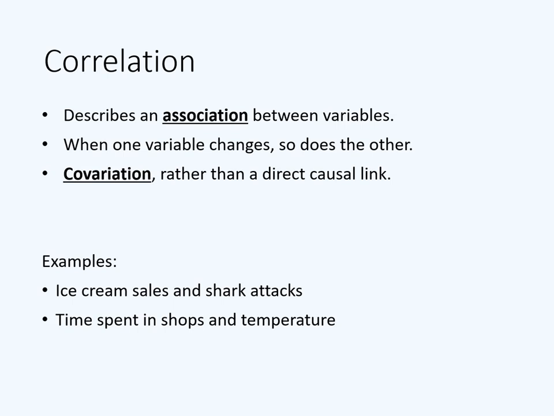A correlation describes an association between variables. What that means is when one variable changes, so does the other. It's important to be aware that correlation shows covariation rather than a direct causal link. Some examples to explain what I mean by this include things like ice cream sales and shark attacks. So as ice cream sales increase, so does the number of shark attacks, but this does not mean that ice cream sales cause shark attacks.